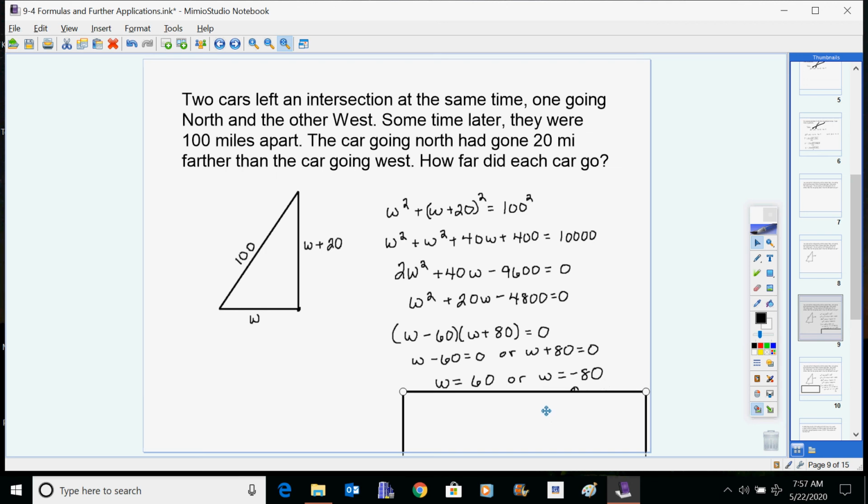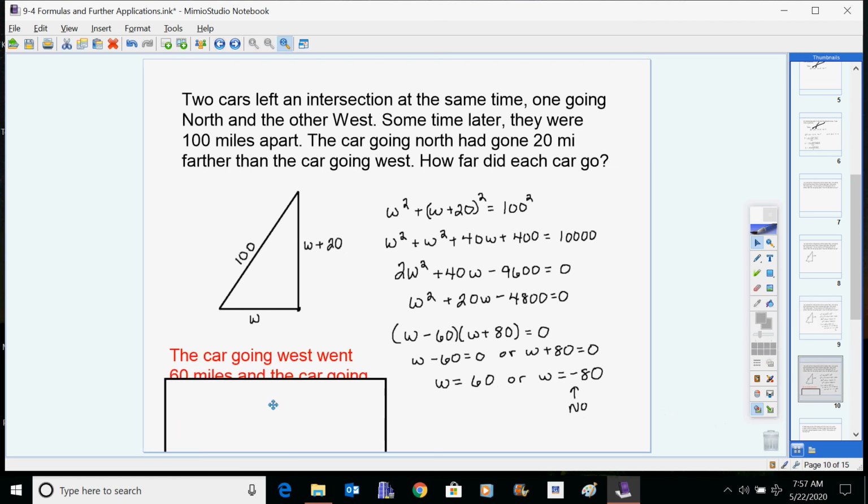Now, those of you who are in physics right now know that we can have a negative, not for a distance, but we can have a negative for a position. But we're not talking about that. We're talking about just how far. And how far, we're only talking about the positive numbers. So 60 is how far the car going west went. And this one going 20 further than that went 80.